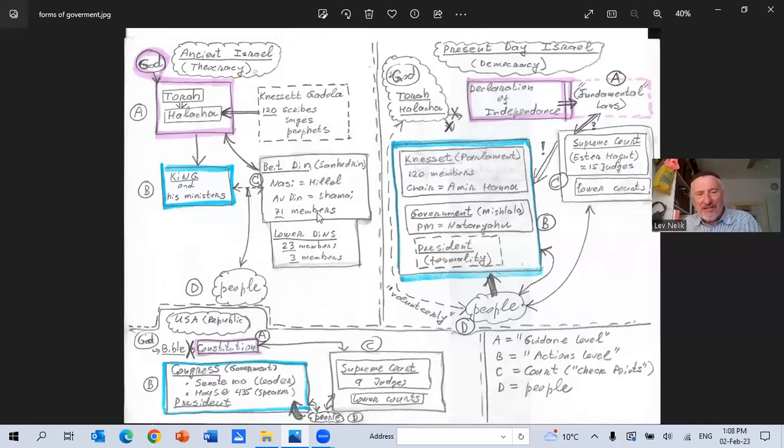And then underneath them there were the lower courts, 23 members, then 3 members. So between actions, like if you want to put a bridge across the river, you have to discuss it with local authorities. So under the king, with the local offices, you can go and figure out how to make the bridge. Executive power, if you will.